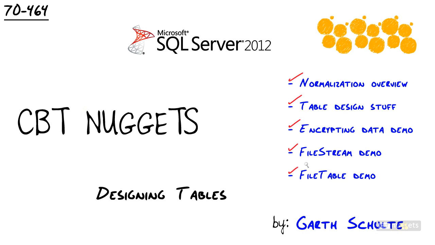And at the end, we'll look at file table, a new feature here in SQL Server 2012 that's built on top of file stream and gives us another way to work with that unstructured data stored in the file system. Let's start with normalization to get an understanding of how to properly design our tables.